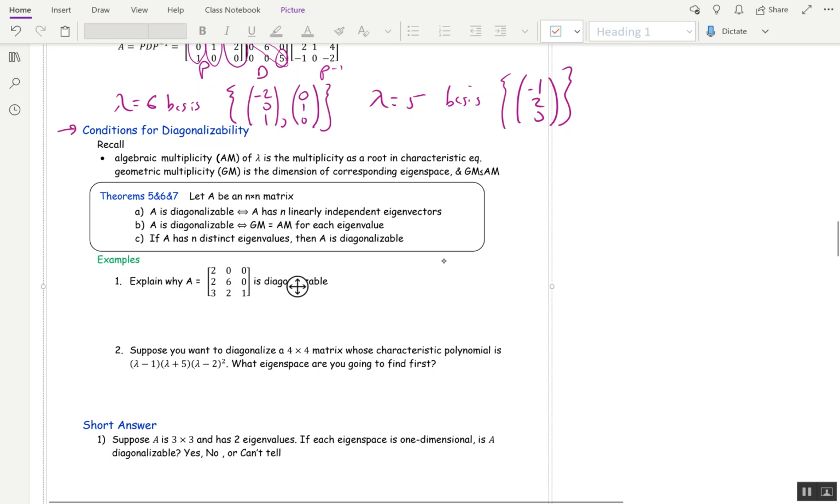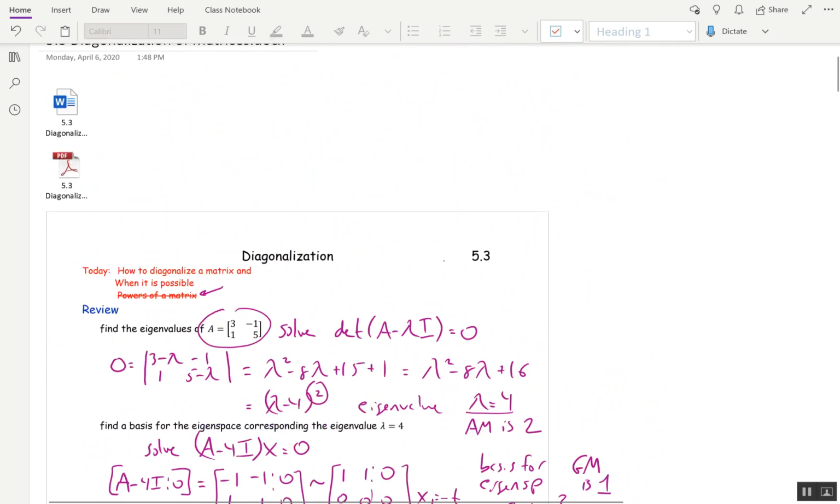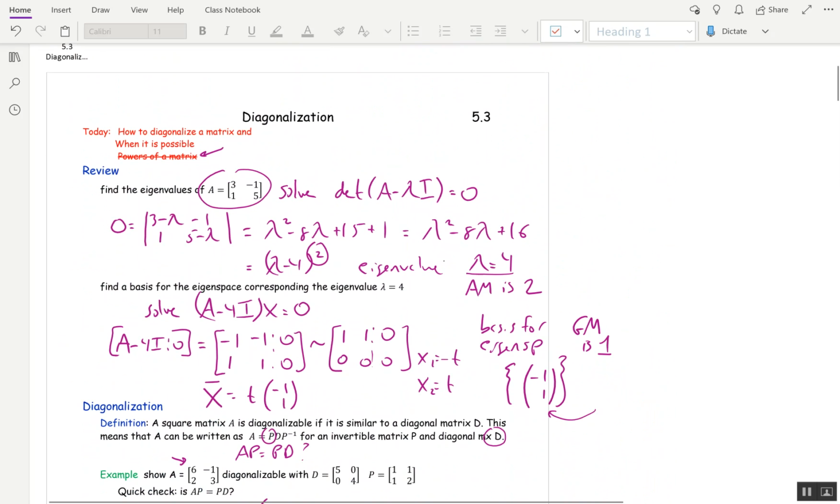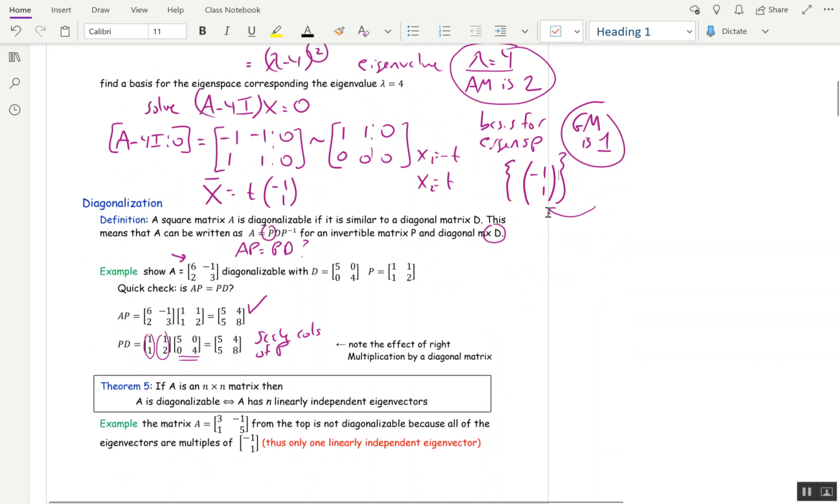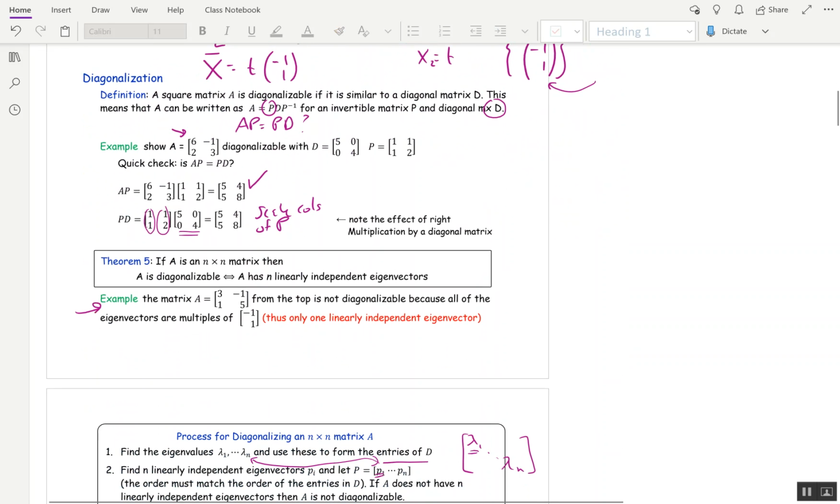Now here's a reminder of what geometric and algebraic multiplicities are, but I can show you that theorem with a couple of examples. The first example we did, this matrix here, the algebraic multiplicity of lambda equals 4 was 2, but the geometric was 1. Since the geometric wasn't equal to the algebraic, we found that A was not diagonalizable.